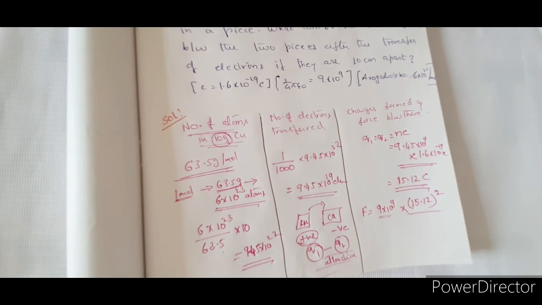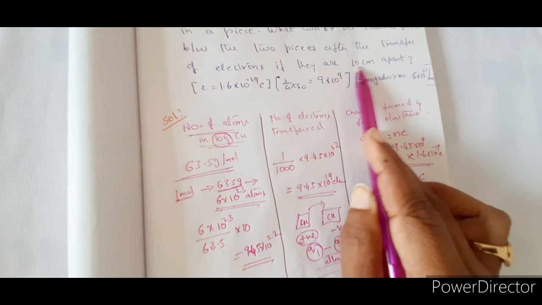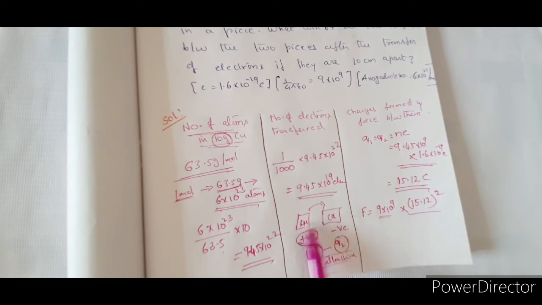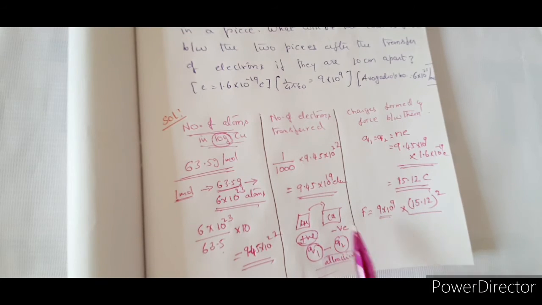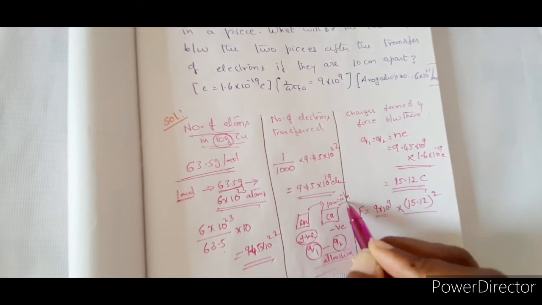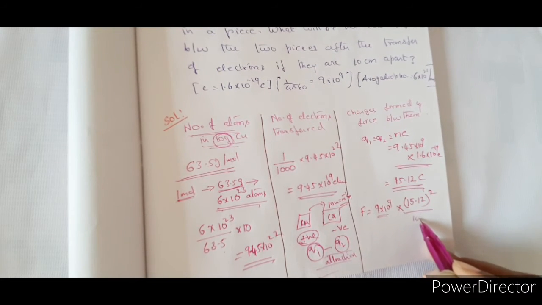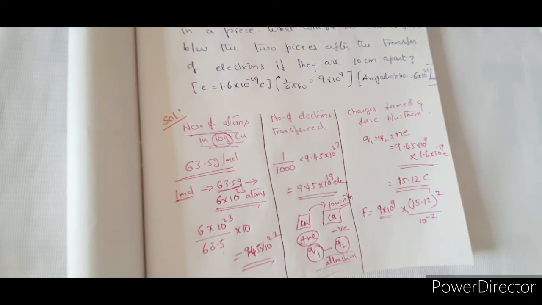Now what is the distance of separation? How did he give it? If the electrons are 10 centimeter apart, can you see that they are 10 centimeter apart? Both the copper plates are placed 10 centimeter apart from each other. 10 centimeter in the sense 10 power minus 1 meter. So it is 10 power minus 1 whole square. Yes, 10 power minus 2.